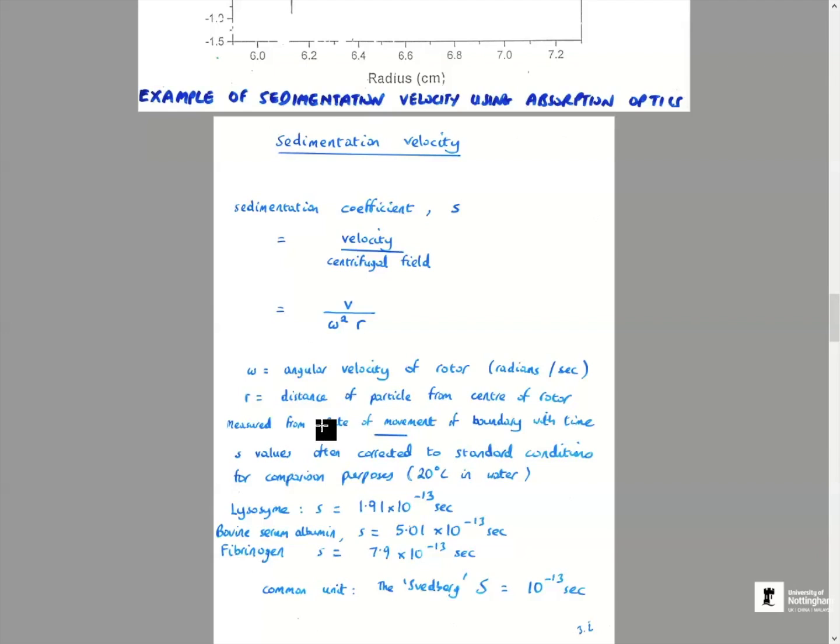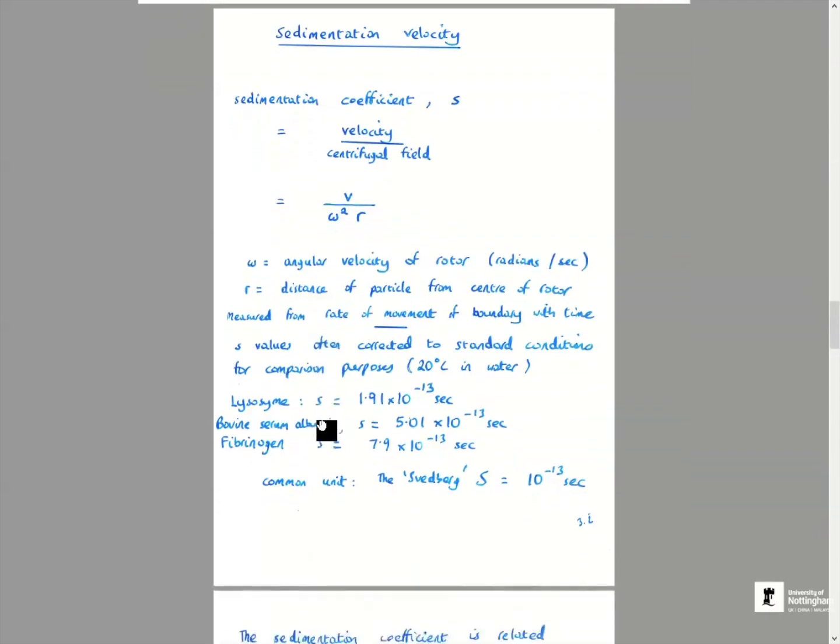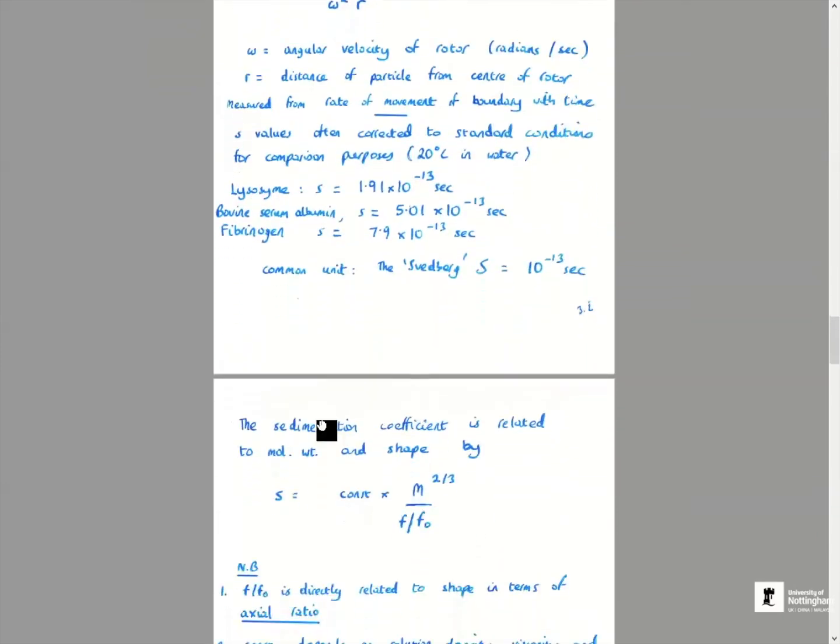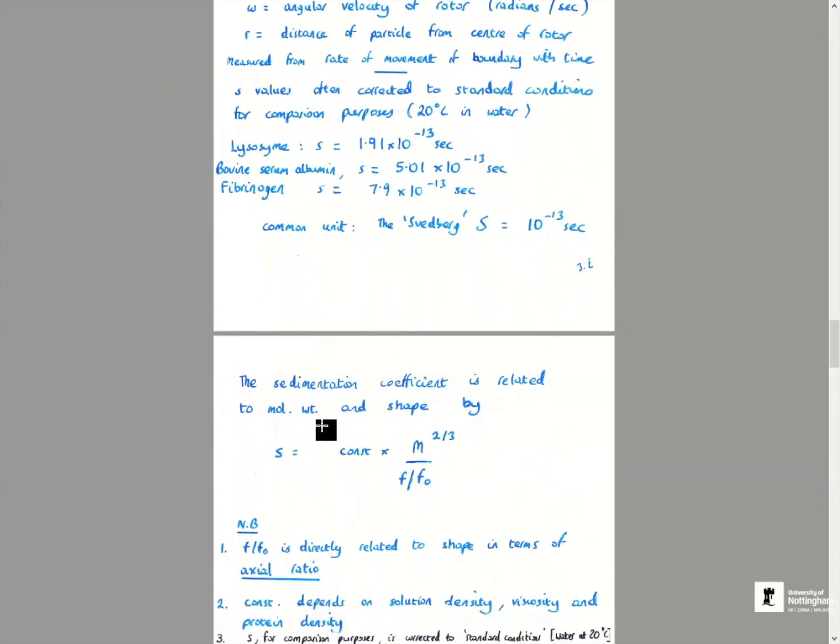Avalmin, that's right, yes. So clearly a misprint. 3.4 Svedberg, 3.5 Avalmin. So that's an example of a sedimentation coefficient, depending on the sizes and the shapes of the macromolecules. Just a couple of points. It's related to molecular weight and shape by that.